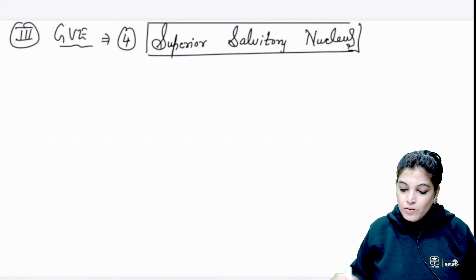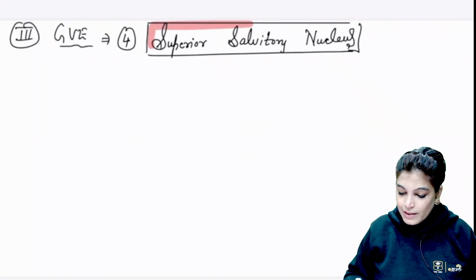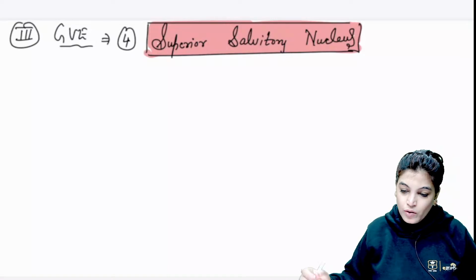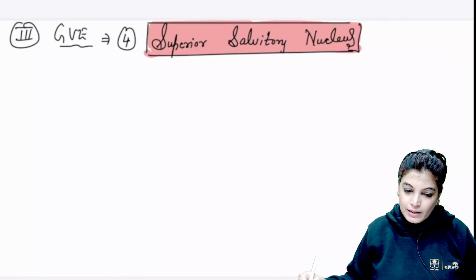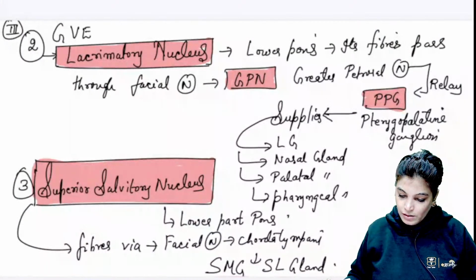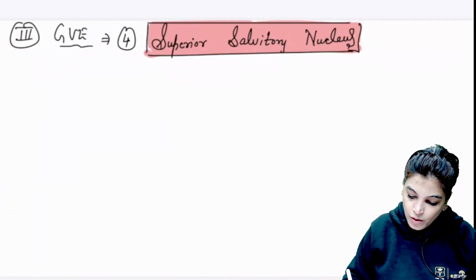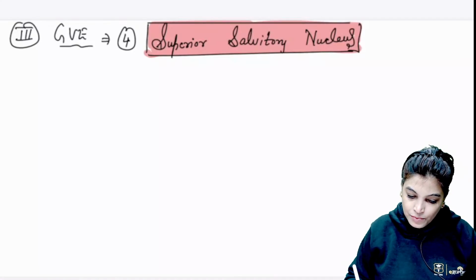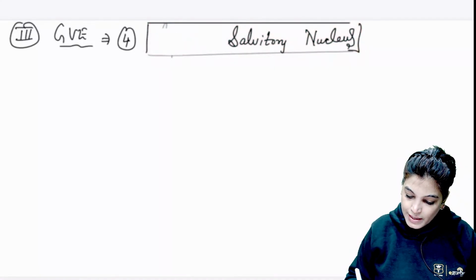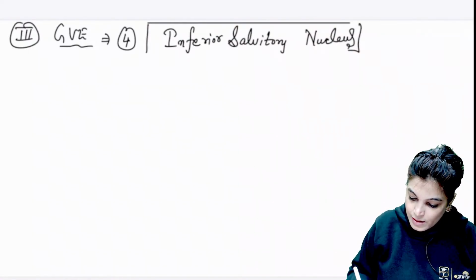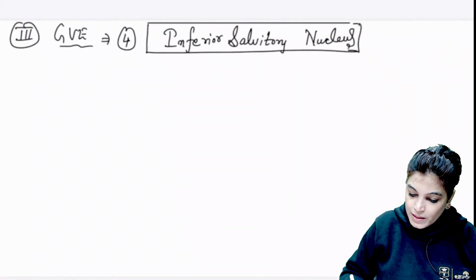Now, if I am talking about the superior salivary nucleus, again you have to know the location. As I told you, it is located in the pons. So the superior salivary nucleus has been done. Sorry, we should move on with the next, that is the inferior salivary nucleus. So we have done superior salivary nucleus.